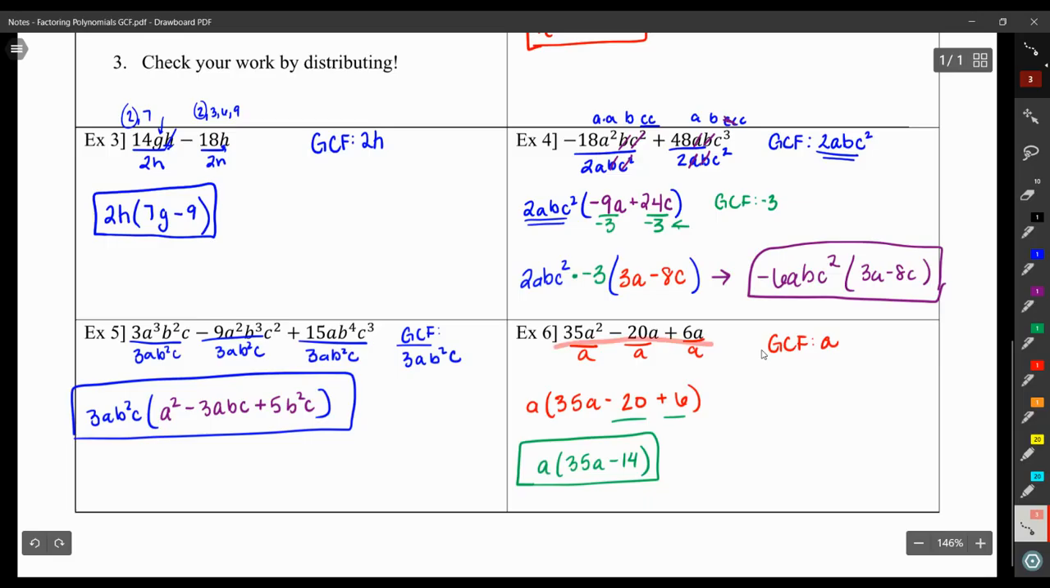And so there is no common number that I can divide out through all 3 terms. I can, however, divide out an a from everything. When you divide out an a, we still ended up with negative 20 plus 6. Well, those are like terms. So if you try to simplify this as far as possible, you can combine negative 20 and 6 to make negative 14.